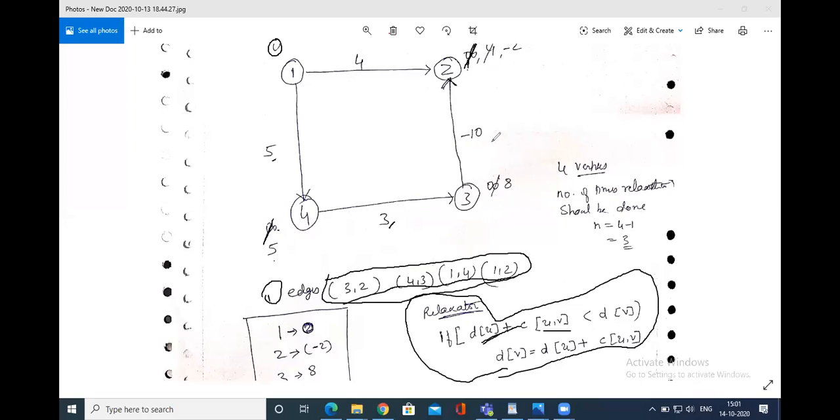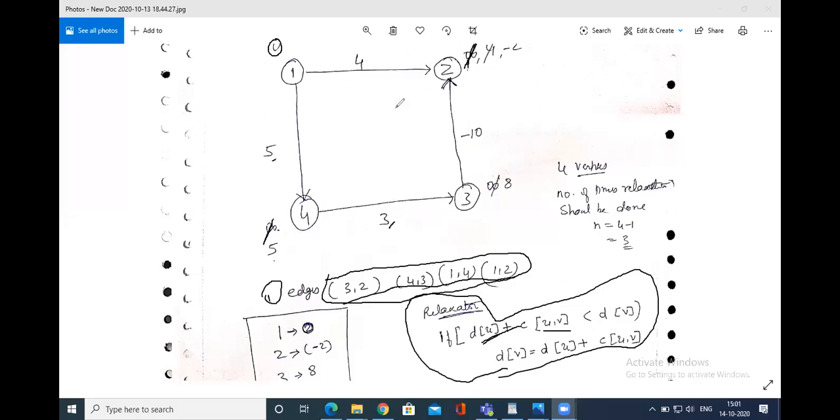Minus 10, right? Infinity minus 10 is infinity. Is infinity less than 4? No. So 4 is retained as it is. In the second iteration, the second relaxation I'm talking about, it is retained as it is. All of you try to understand.